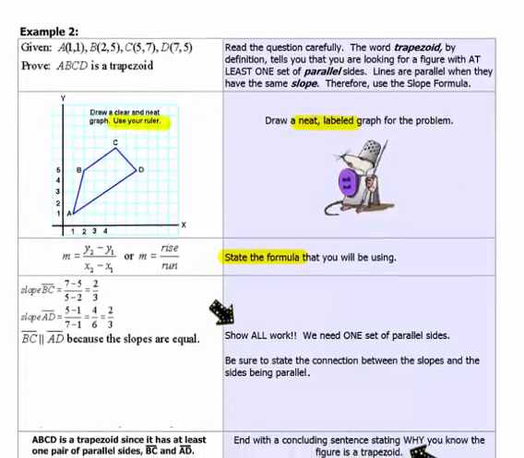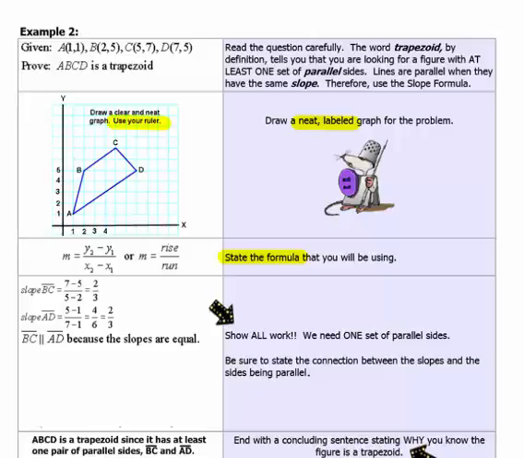Example 2, we're asked to prove trapezoid. Now, although we have not done quadrilaterals at this point, I think most of you have a fundamental idea of what a trapezoid looks like. There has been a little controversy over the definition of a trapezoid recently, but the definition of the trapezoid we are working with states that a trapezoid is a figure with at least one set of parallel sides. I need not worry about the other sides. So since parallel has to do with slope, I'll be using the slope formula. So the first thing I'm going to do is draw my picture, and it needs to be neat and labeled.